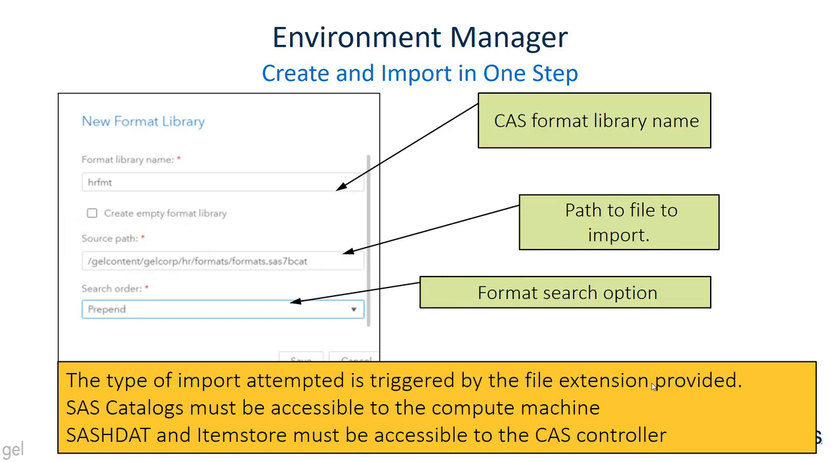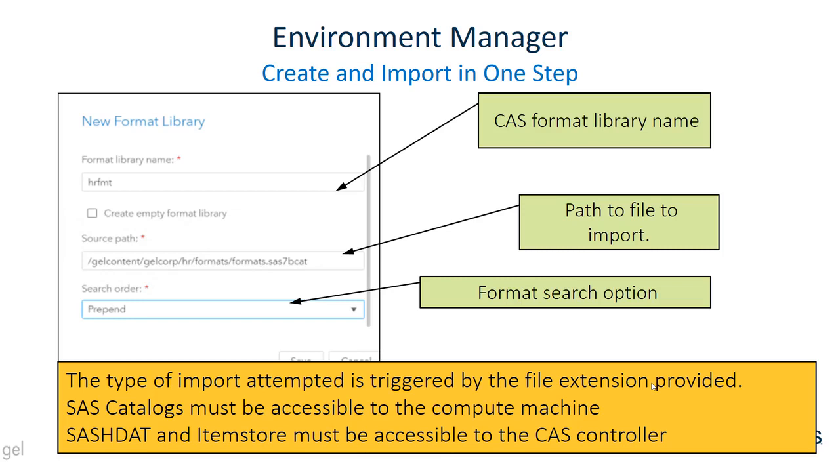I call it HRFMT. I give it a path to a SAS catalog, saying I want to import that SAS catalog, and then the last set of options is what you want to do with the search order. Do you want to append to it? Do you want to prepend to it? Do you want to do nothing to the format search order? So, the name of the format library you want to import to, and the path of the file to import.